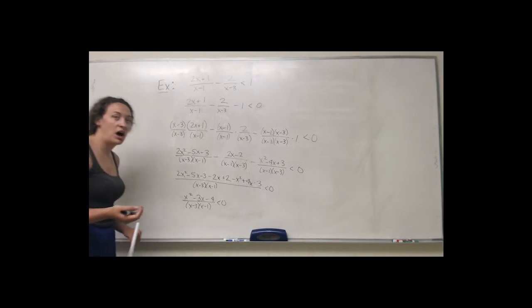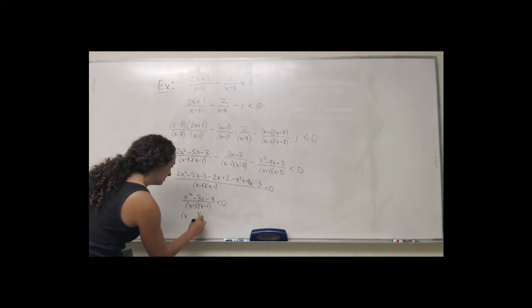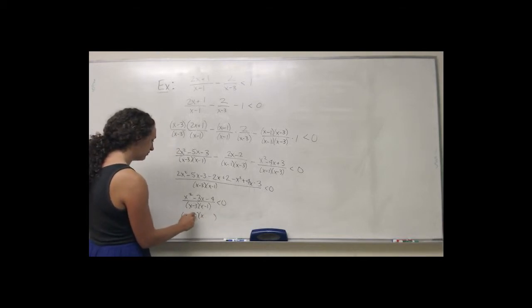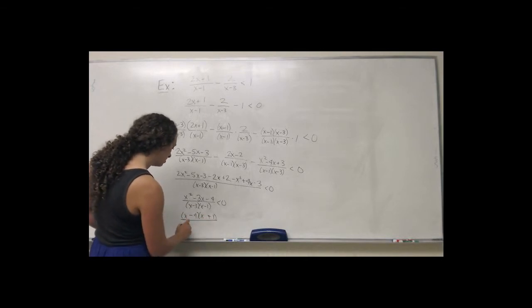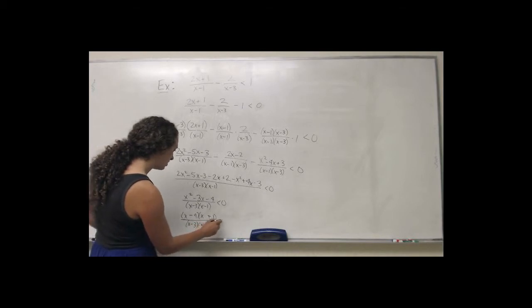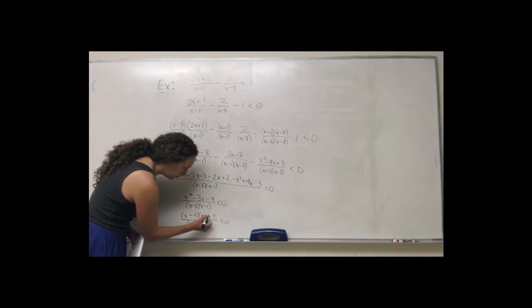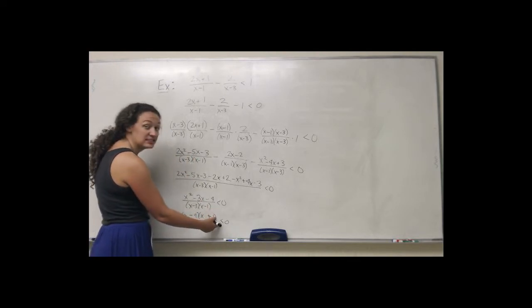Now let's factor the top. We'll end up with (x minus 4)(x plus 1) over (x minus 3)(x minus 1), which is all less than 0. Okay, so we're looking for the places where this expression is less than 0.